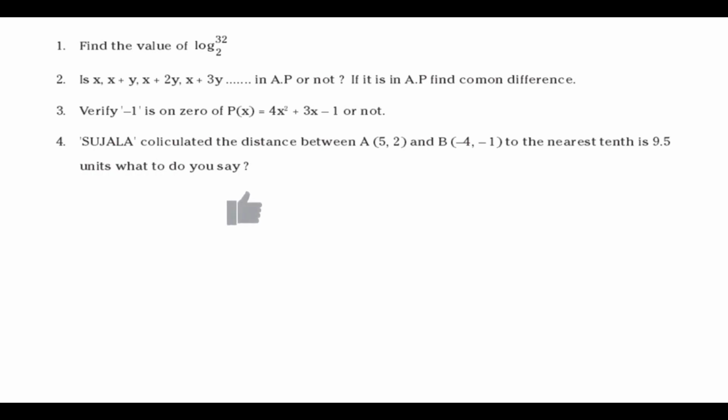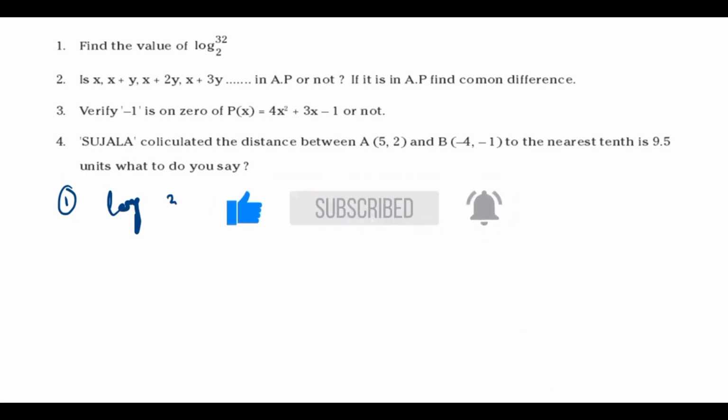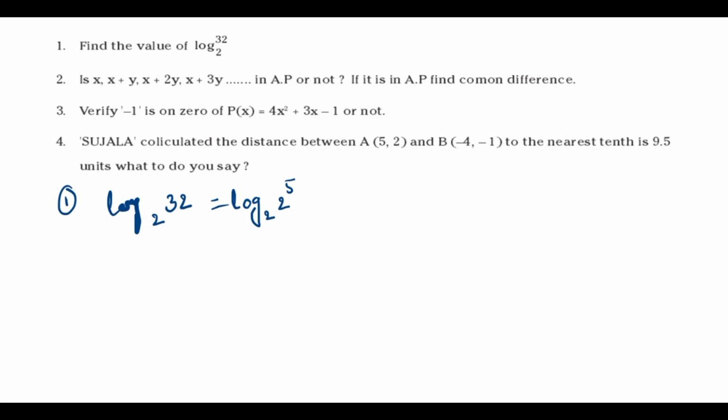Log 32 base 2 equals log base 2 of 2 to the power of 5, since 32 is 2 to the power of 5. Then this 5 comes out in front, because log x power m equals m log x. So you get 5 into log 2 base 2. The value is 1 because log a base a is 1, so 5 ones are 5. So 5 is the answer for this question.